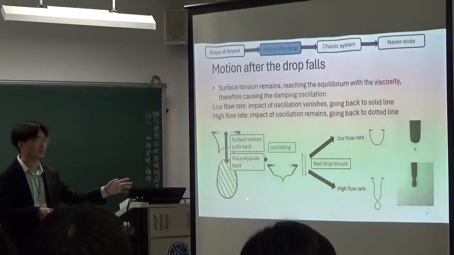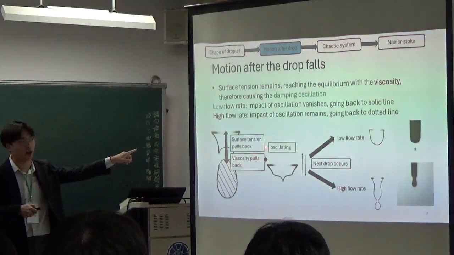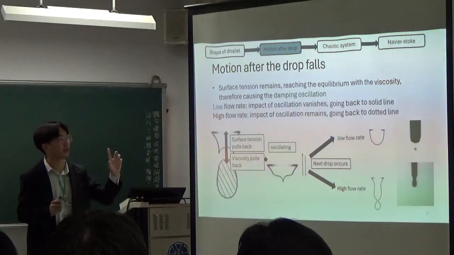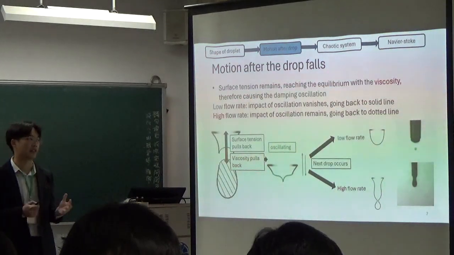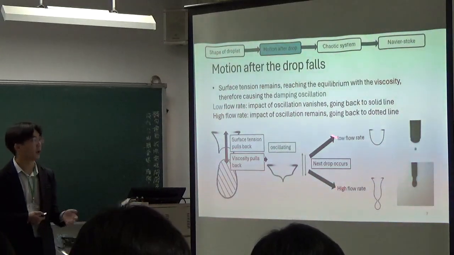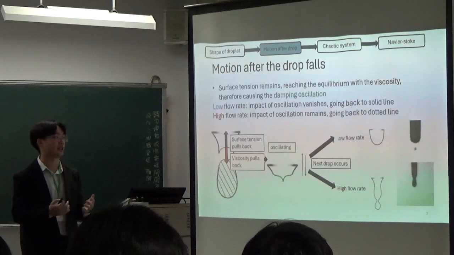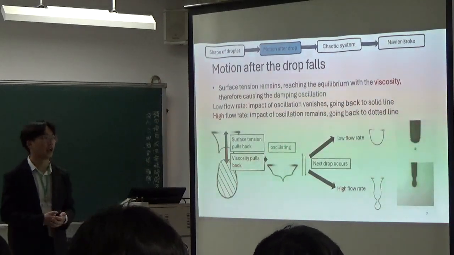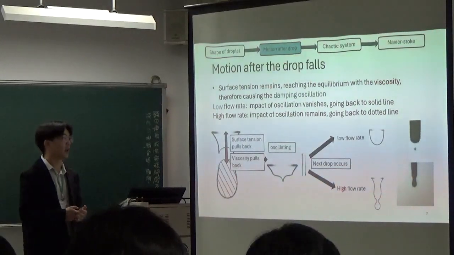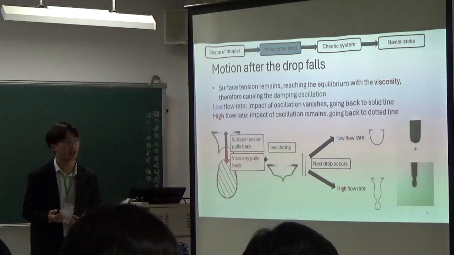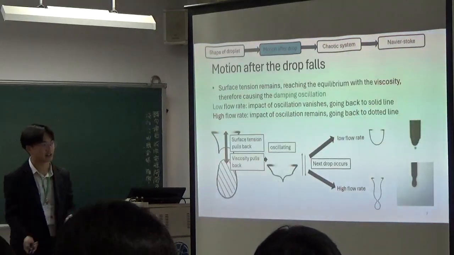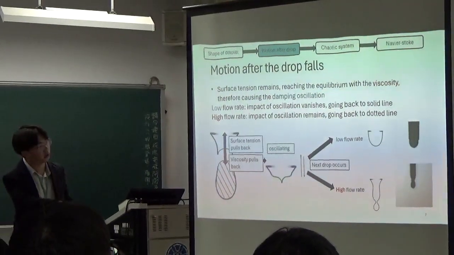After the droplet falls apart, there will be remaining water up here, and it will have a surface tension pulling up, and it will try to reach an equilibrium with the viscosity, and therefore will cause a damping oscillation. When at low flow rates, the impact of the oscillation will gradually vanish, and it will go back to the solid line we mentioned here. But at high flow rates, the impact of the oscillation will remain. And this is a video that you can see from here.